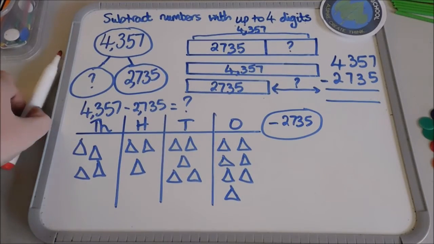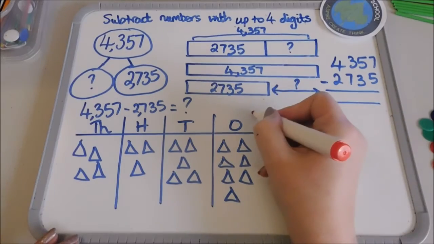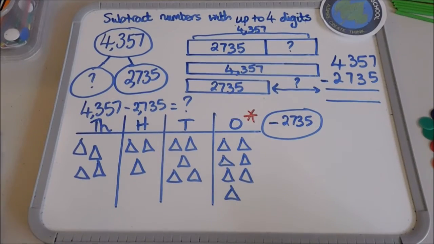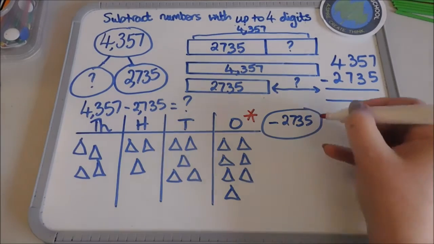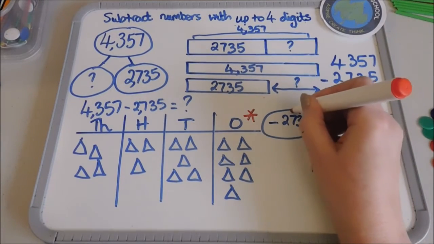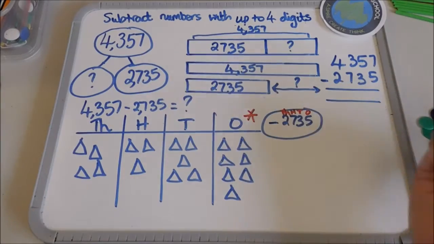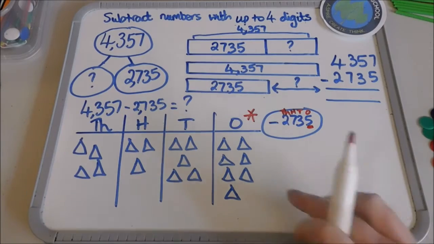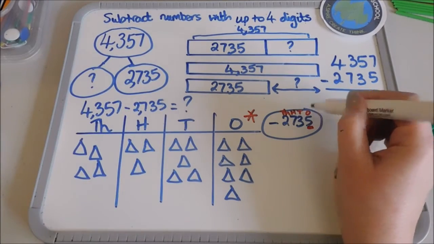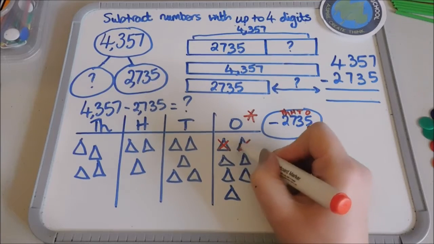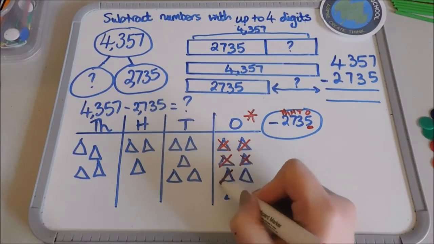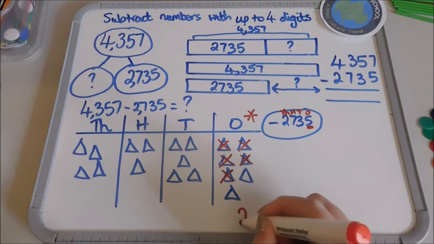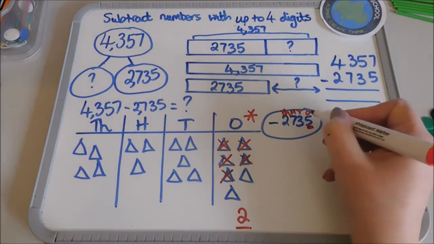Okay, so when I'm subtracting, I will start with my smallest column, which in this case is my ones column. So I'm going to start off just putting in my columns here so that I can see I'm going to subtract 5. If you're using counters or shapes, you can take them away physically. In this case, I'm just going to cross them out. 1, 2, 3, 4, 5, and I am left with 2. Okay, so that's my ones column done.